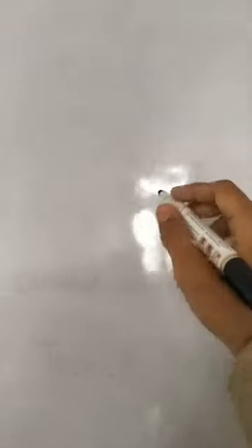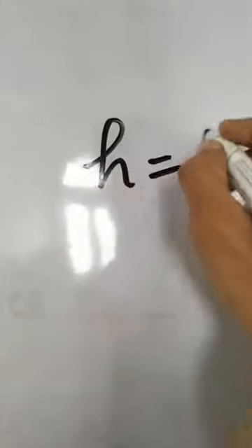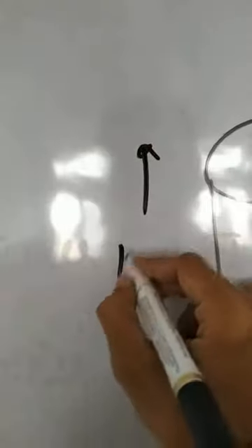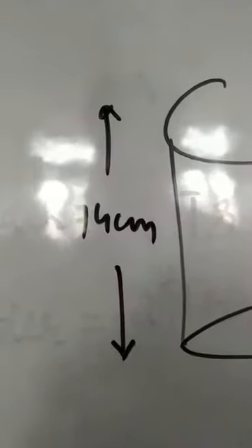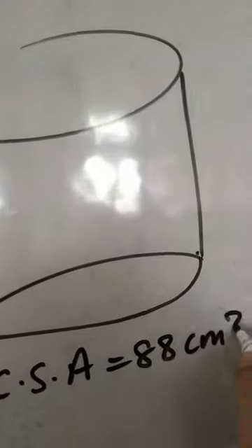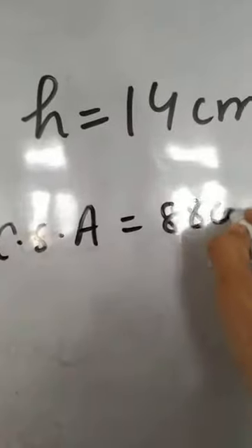So let's do the first sum of this exercise. What is given? The curved surface area of a cylinder whose height is 14 centimeter. Height of cylinder is 14 centimeter, and its curved surface area is given as 88 centimeter square.